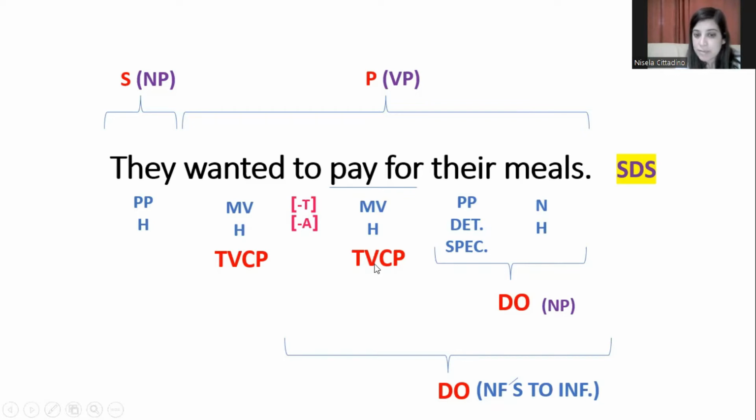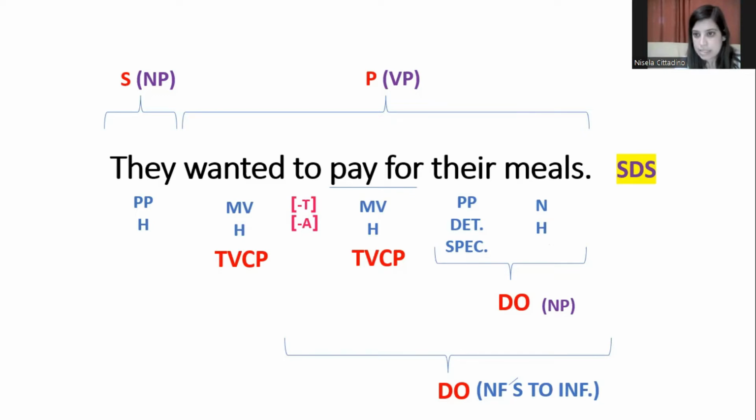It is a transitive verb of complete predication, transitive because they pay for what? For their meals, yes. Their meals becomes a direct object and their meals, it's a noun phrase. Their is a possessive pronoun, a determiner, and a specifier, and meals is the noun and the head of the noun phrase. This is a simple declarative sentence. Okay?